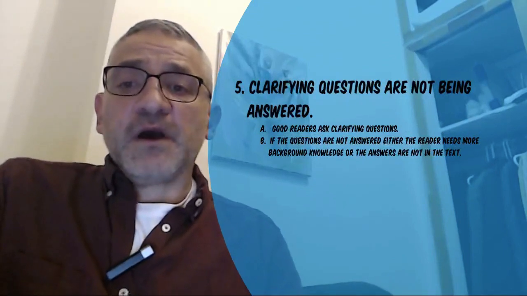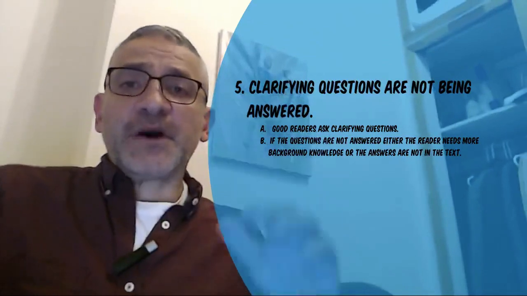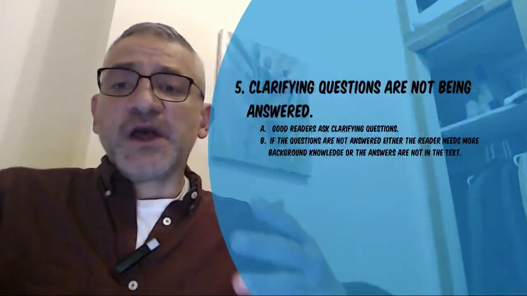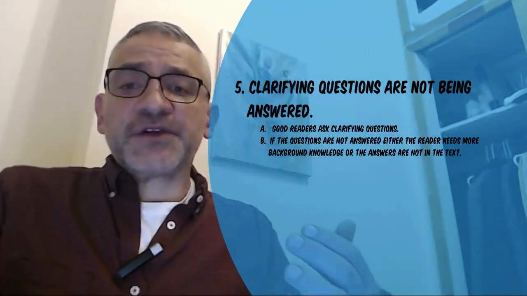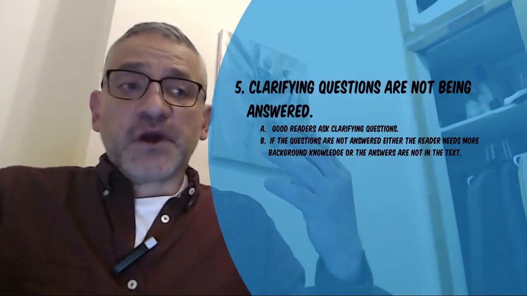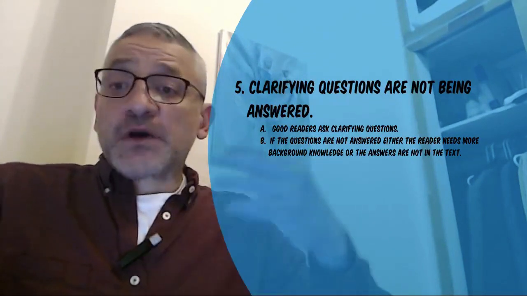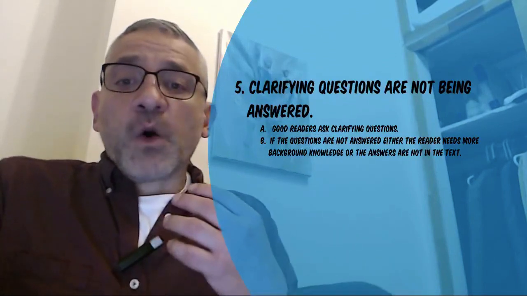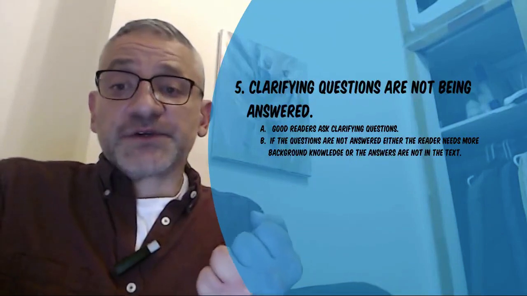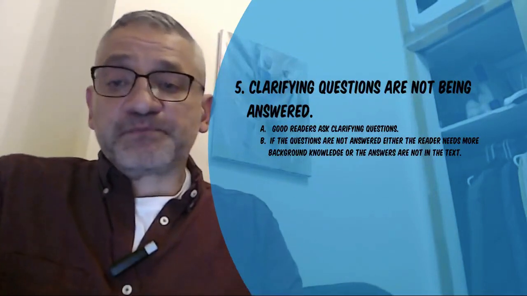5, while you're reading, clarifying questions are not being answered. The second voice in your mind should be asking questions. Good readers ask clarifying questions. If the questions are not answered, either the reader needs more background knowledge about what's happening here, and you might have to go outside to get it, or the answer is not in the text, so then you really have to figure out where you're going to get the answers, if you can't make that connection, or maybe you find another connection to make.